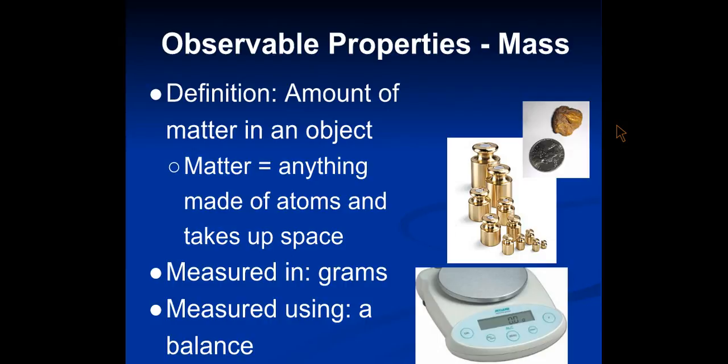When we talk about mass in science class, we use the unit grams. You may be familiar with pounds and ounces. In science, we use grams. As you can see, the tool used to measure mass is in the bottom right corner. This is called a balance.